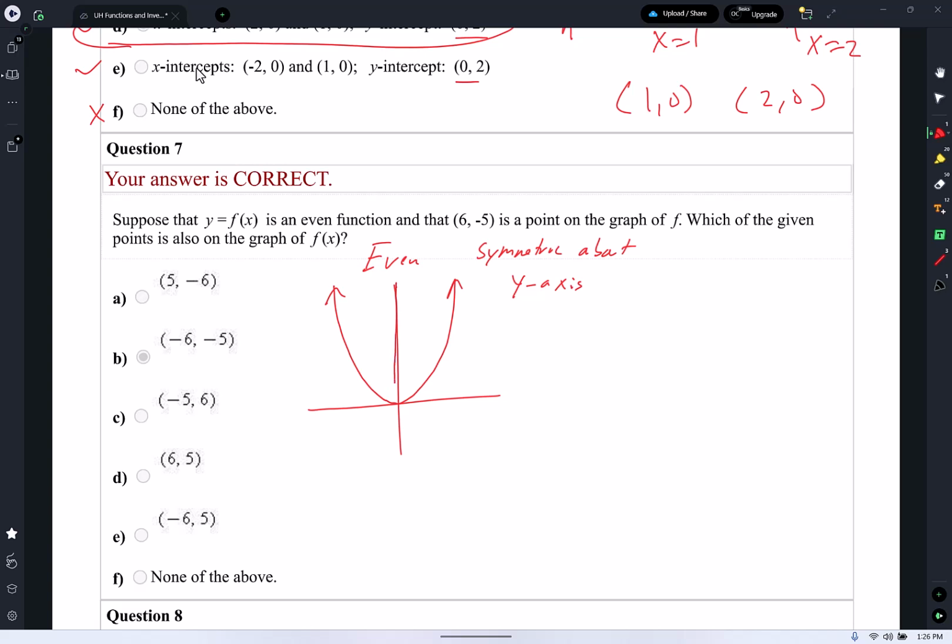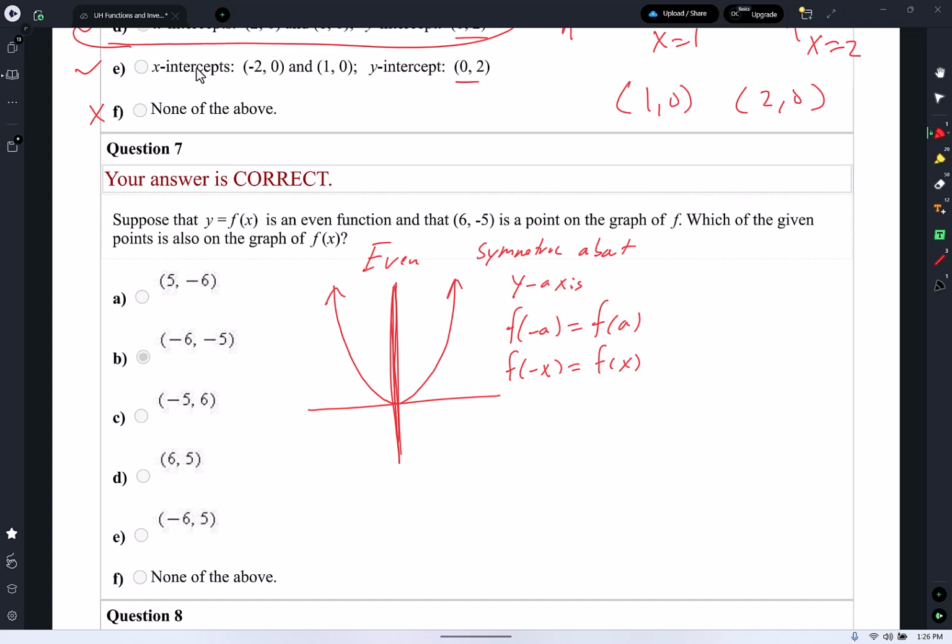So if you were to fold the y-axis, if you're in quadrant 1, you're going to be in quadrant 2. If you're in quadrant 2, you're going to be in quadrant 1. And there it is. It's symmetric. It also has this property: f of negative a equals f of a. Sometimes they'll say f of negative x equals f of x. That's fine. So that's even.